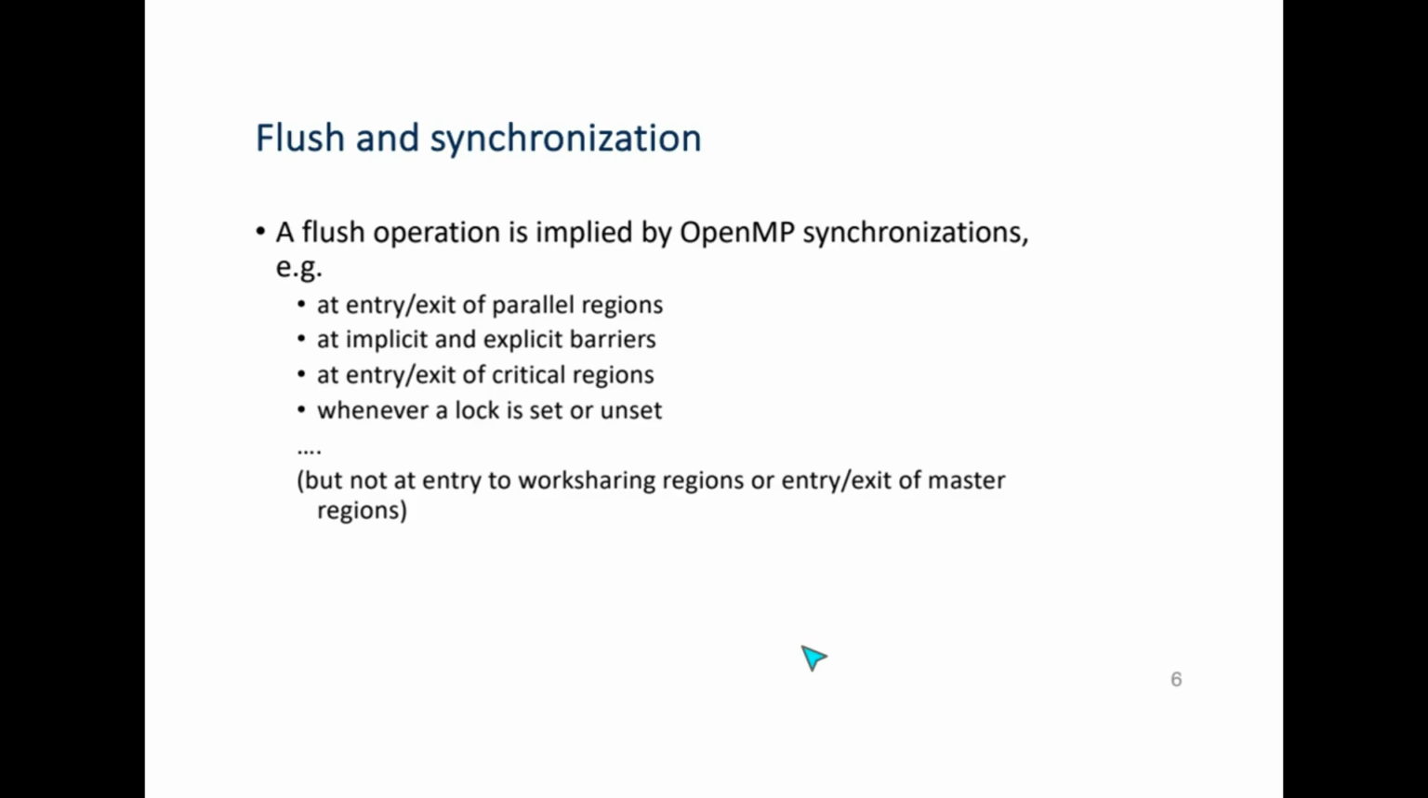At first sight, this might worry you. You might say, why have I never cared about this when I've been writing OpenMP programs? The reason that you almost never have to care is that this flush operation is implied whenever we do OpenMP synchronizations. For example, at entry and exit of parallel regions, there's a flush. Whenever we have an implicit or explicit barrier, there's a flush. Entry and exit of critical regions, whenever a lock is set or unset. All these synchronization points in the OpenMP program are also sequence points where the view of the memory is made consistent.